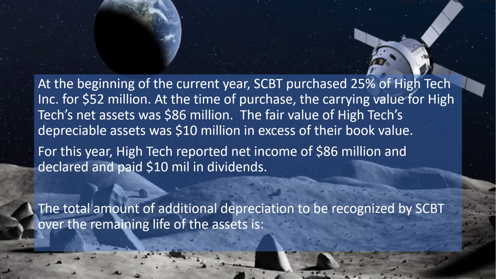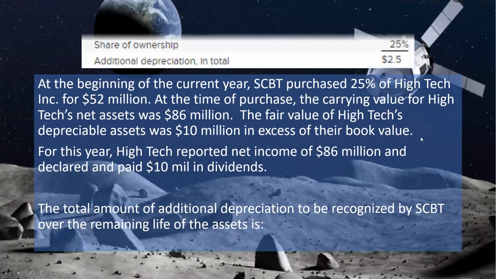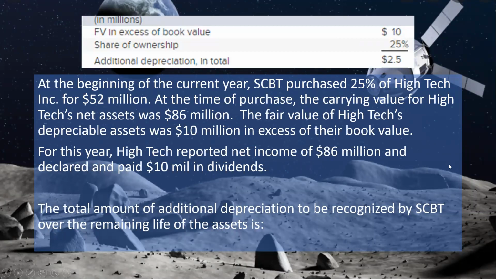The total amount of additional depreciation to be recognized by SCBT over the remaining life of the asset is how much? There is a ton of stuff we don't need to figure this answer out. Really, all we need is the fact that they have $10 million in excess of their book value, that's depreciable assets, times the 25% that they purchased. That's all you've got to do to figure out how much is the additional depreciation.